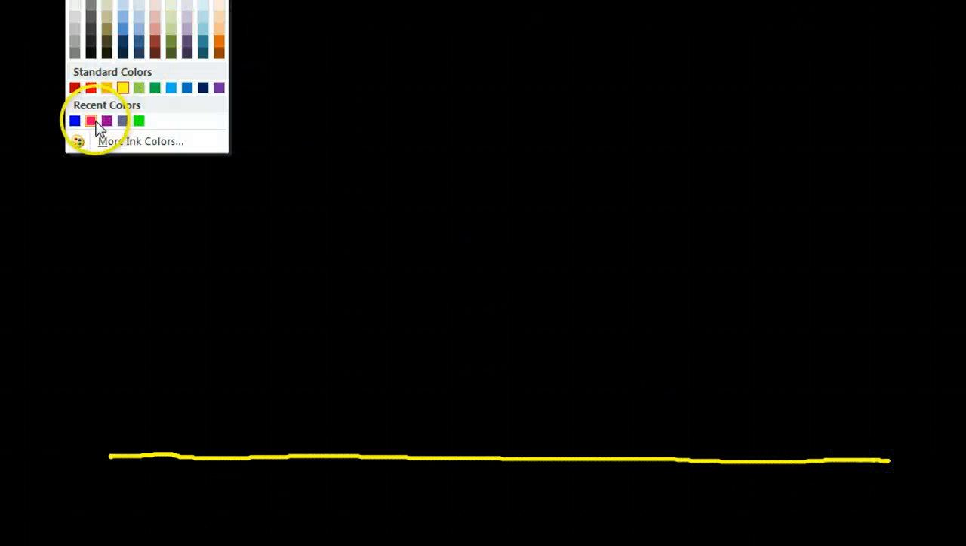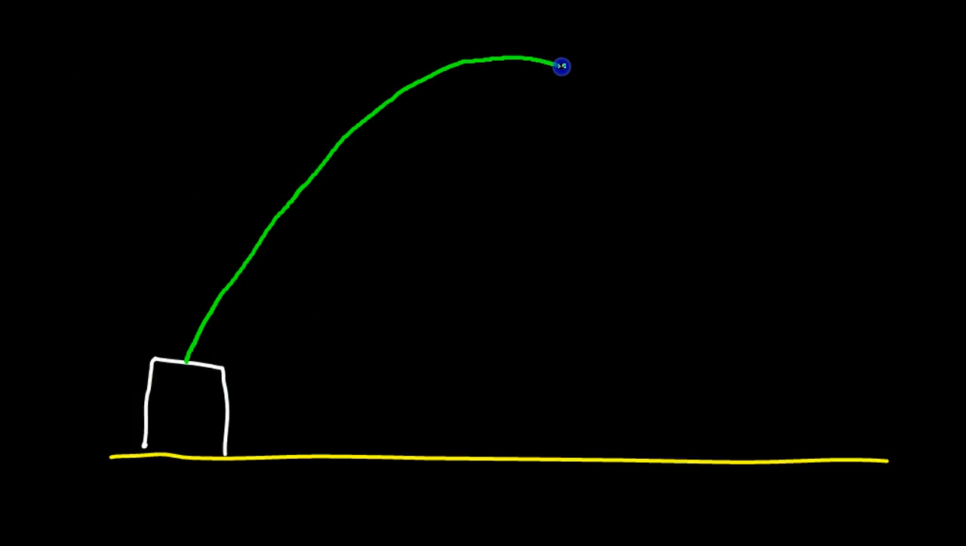Alright, look. These problems very often follow the same type of pattern. Alright, so let's just talk about this for a second. Here's the ground. So very often there is some type of starting point, whether it's a building or whatever. And there's some sort of object that's being thrown or something, and so it's following a parabola path.